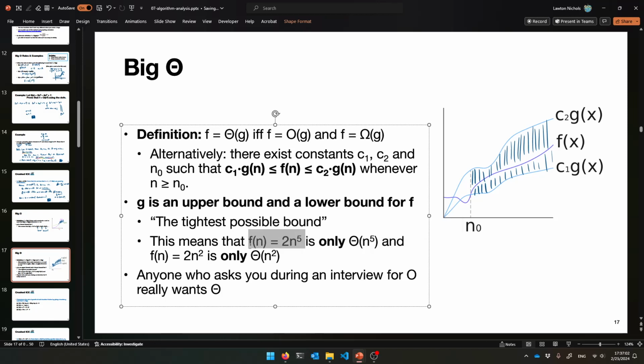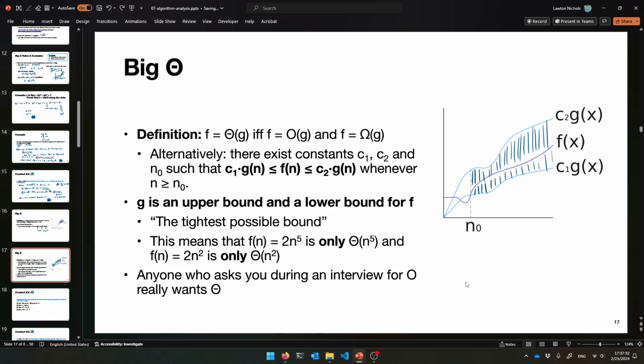We said f of n is 2n to the fifth. It is only big theta of n to the fifth, all right? Does that make sense? Because that's the only one. It's got to be the same power. You can pick like the constant 3 and the constant 1. That'll bound it above and below. Nobody else is going to do that, all right? It has to be n to the fifth. And then f of n equals 2n squared. That's only big theta of n squared.